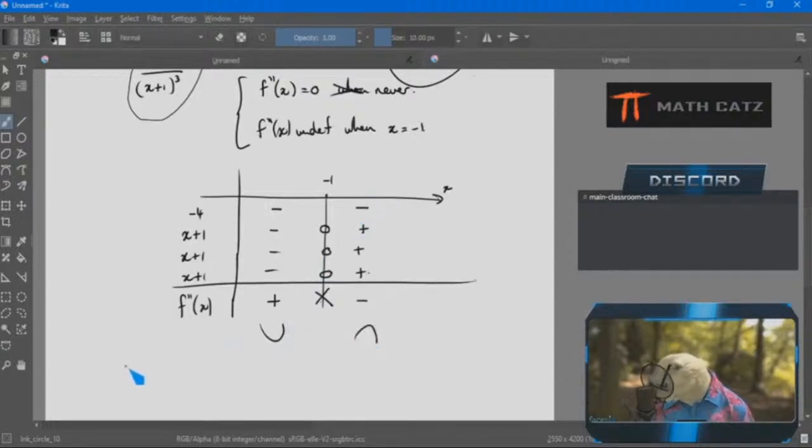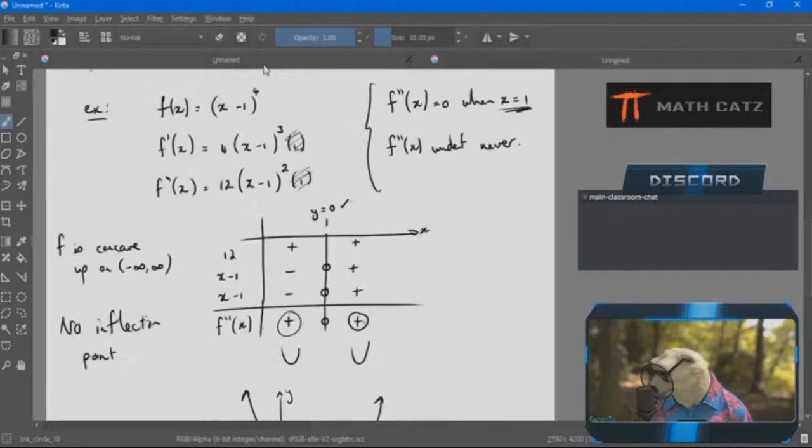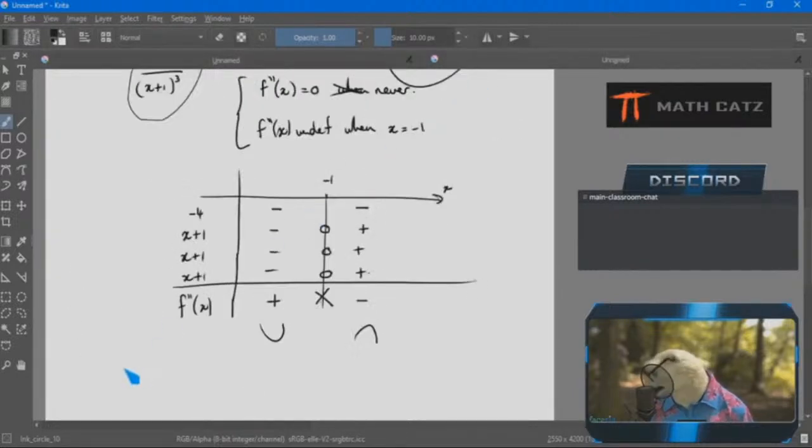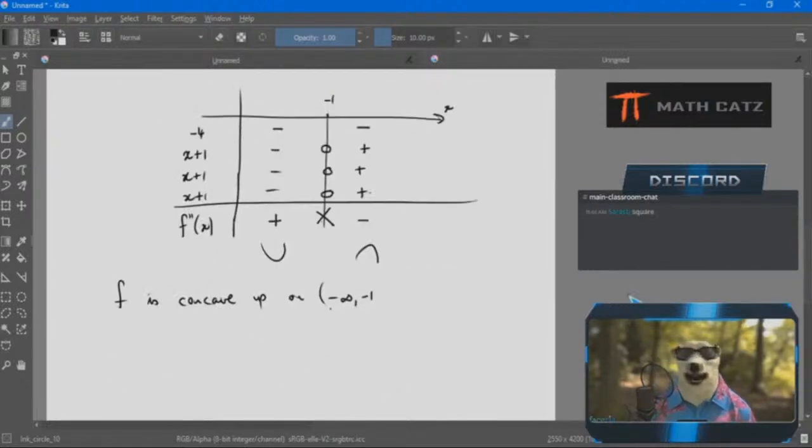Let's write the sentences. I did not write my sentences here, did I? Oh well, it's over. F is, I did actually, no I did, I remember. Concave up on negative infinity to negative 1. Infinity always gets a round bracket. Does negative 1 get a round bracket or a square bracket? I want to include it, I really do. I want to include as much as I can.